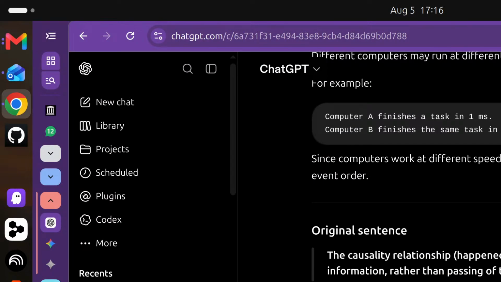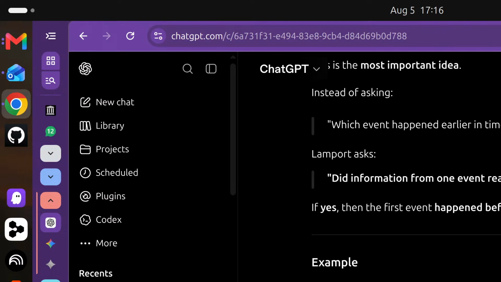Instead of asking which event happened earlier in time, now we are not talking in time. Lamport asked, did information from one event reach another event? If yes, then the first event happened before the second. That's the parameter here.